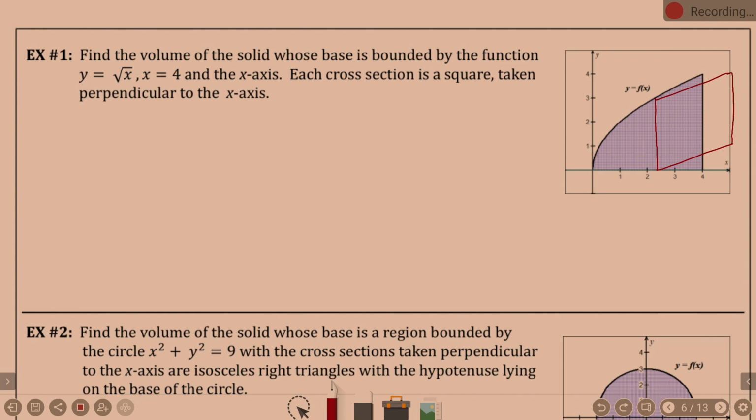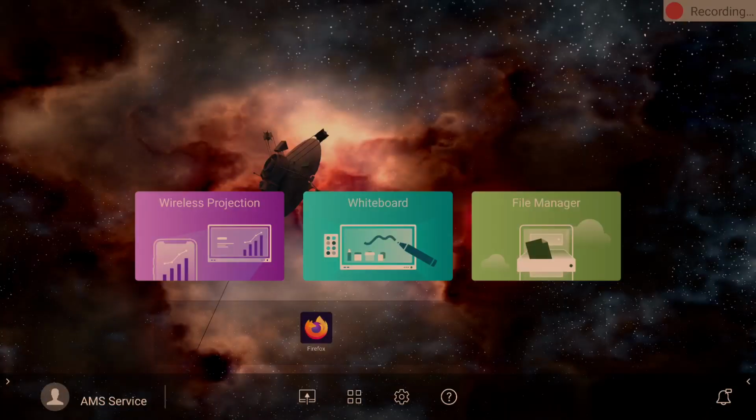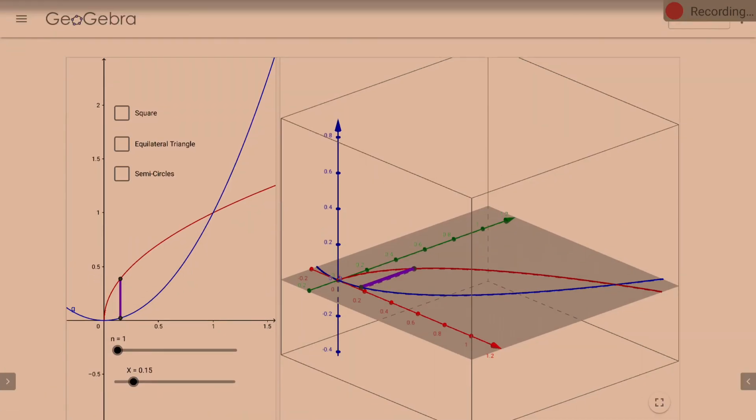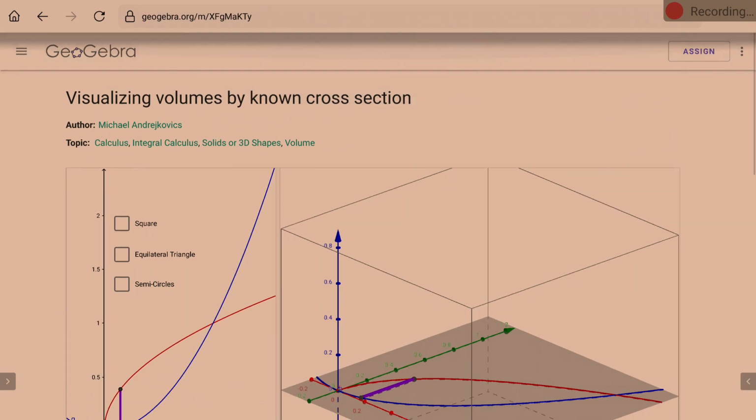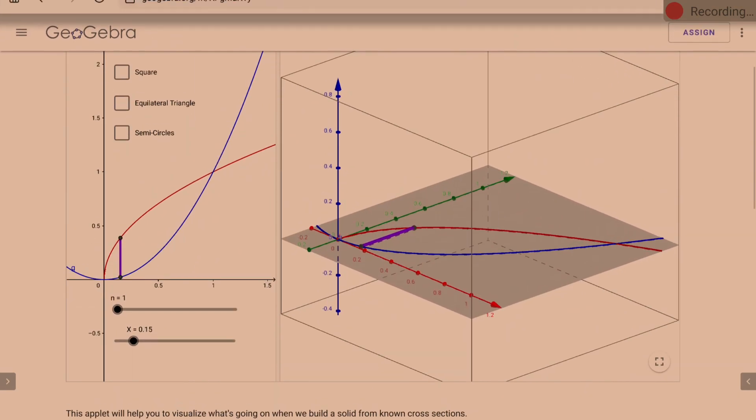Let me sidebar for a moment. I found this site this morning while doing some searching on GeoGebra. I can never say it. We're going to call it GeoZebra, just for fun.